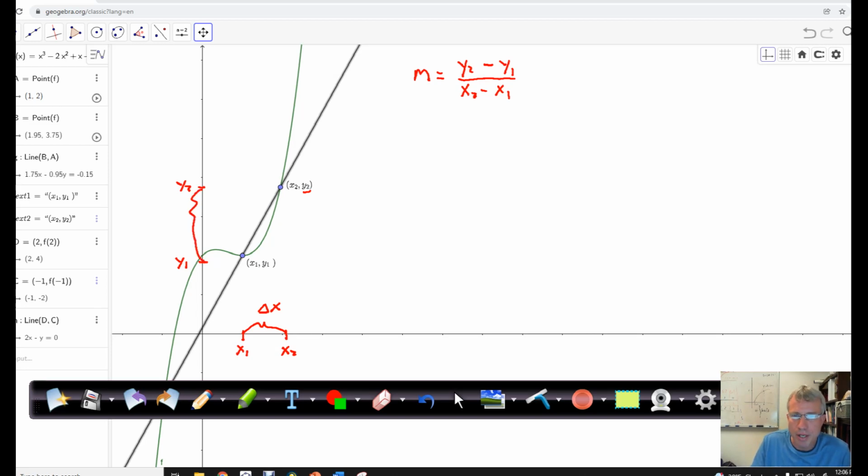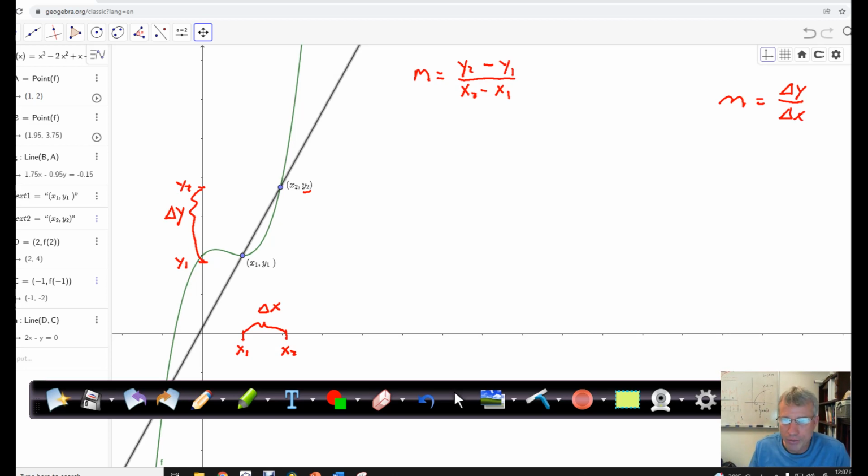It's also pretty customary to do y sub 2 minus y sub 1, the distance between those points, as delta y. So sometimes you'll see the slope of a line represented like this. M equals the change in y, which is just the distance or difference between those y coordinates, divided by the change in x, or the distance or difference between those x coordinates.